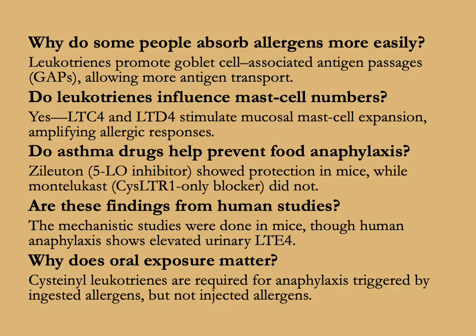Why do some people absorb allergens more easily? Leukotrienes promote goblet cell-associated antigen passages, or GAPs, allowing more antigen transport. Do leukotrienes influence mast cell numbers? Yes. Leukotrienes C4 and D4 stimulate mucosal mast cell expansion, amplifying allergic responses.